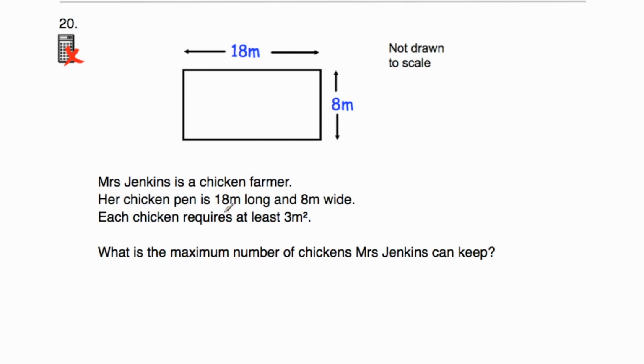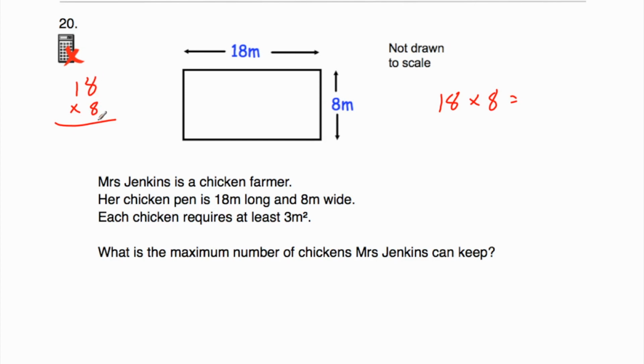And each chicken requires at least 3 metres squared of space, 3 square metres. So that's how much space each chicken requires. What is the maximum number of chickens that Mrs. Jenkins can keep? So first of all, let's find the area of her chicken pen. So let's do 18 multiplied by 8 to get the area of this chicken pen to begin with. That's a non-calculator question, so we're going to need to do 18 multiplied by 8 and see what we get.